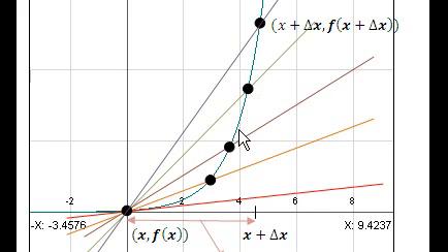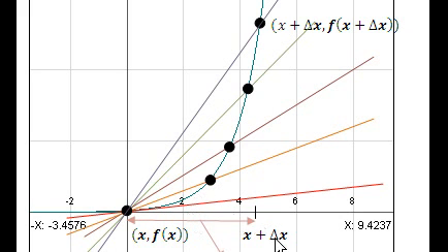Now, as I move this point down, what's actually happening to delta x? Delta x is decreasing, and you notice that the slope of our line is also decreasing. We keep moving it along, and as you can see here, the slope of the secant line is also decreasing.